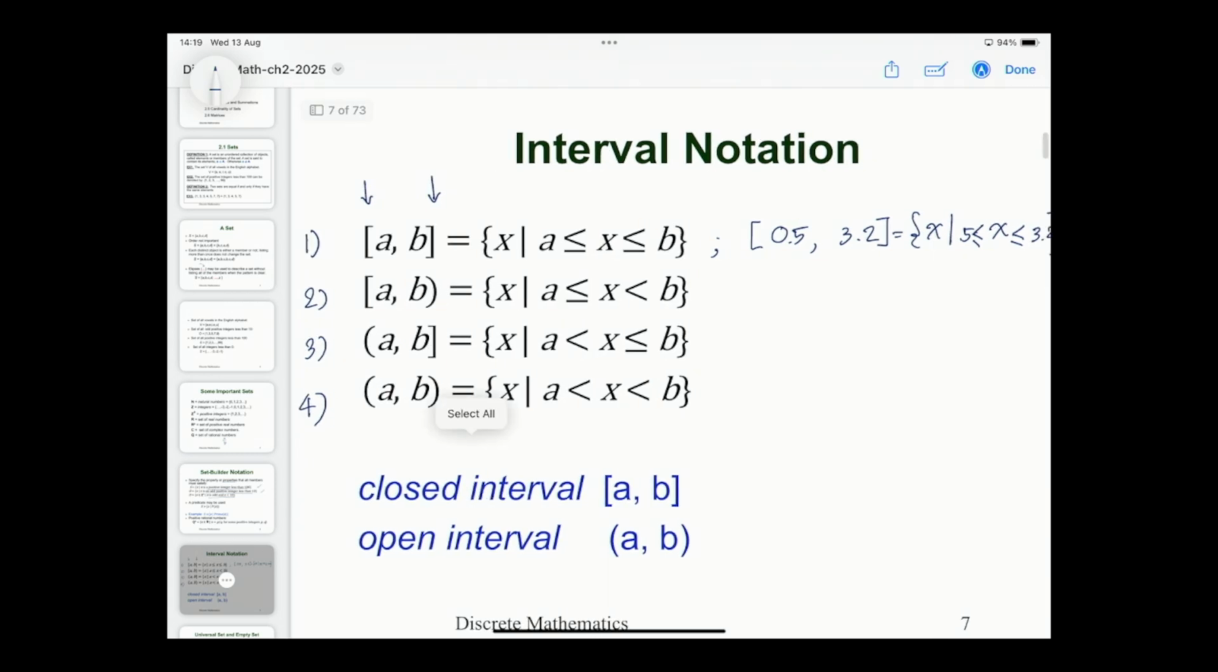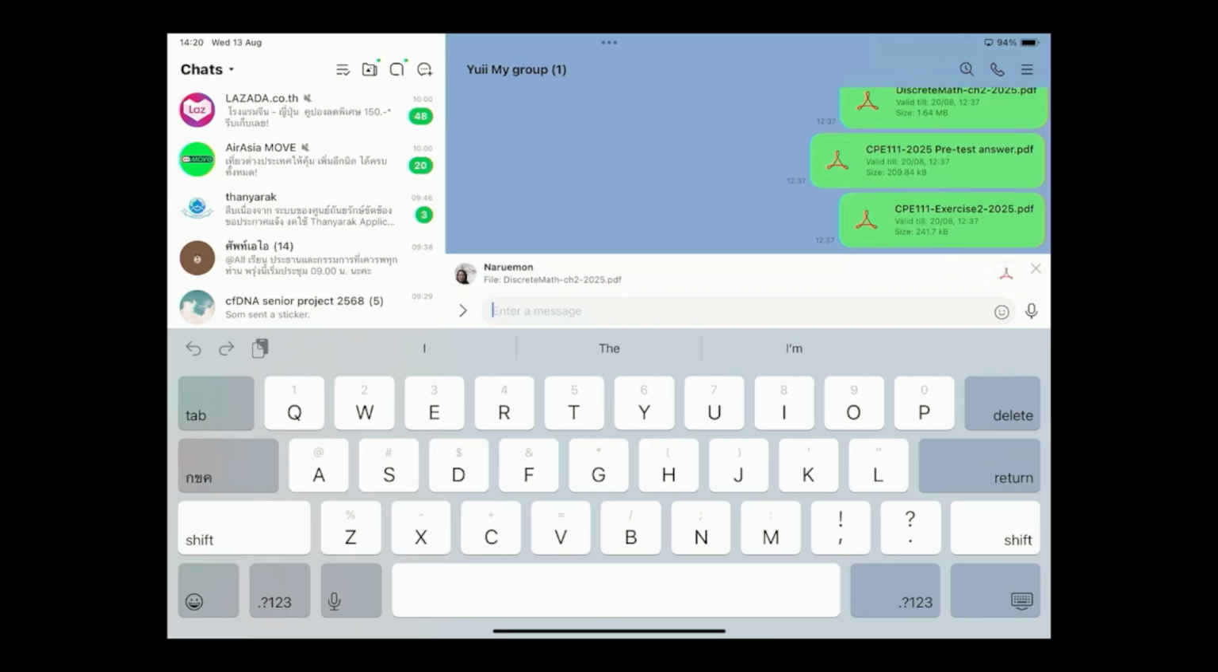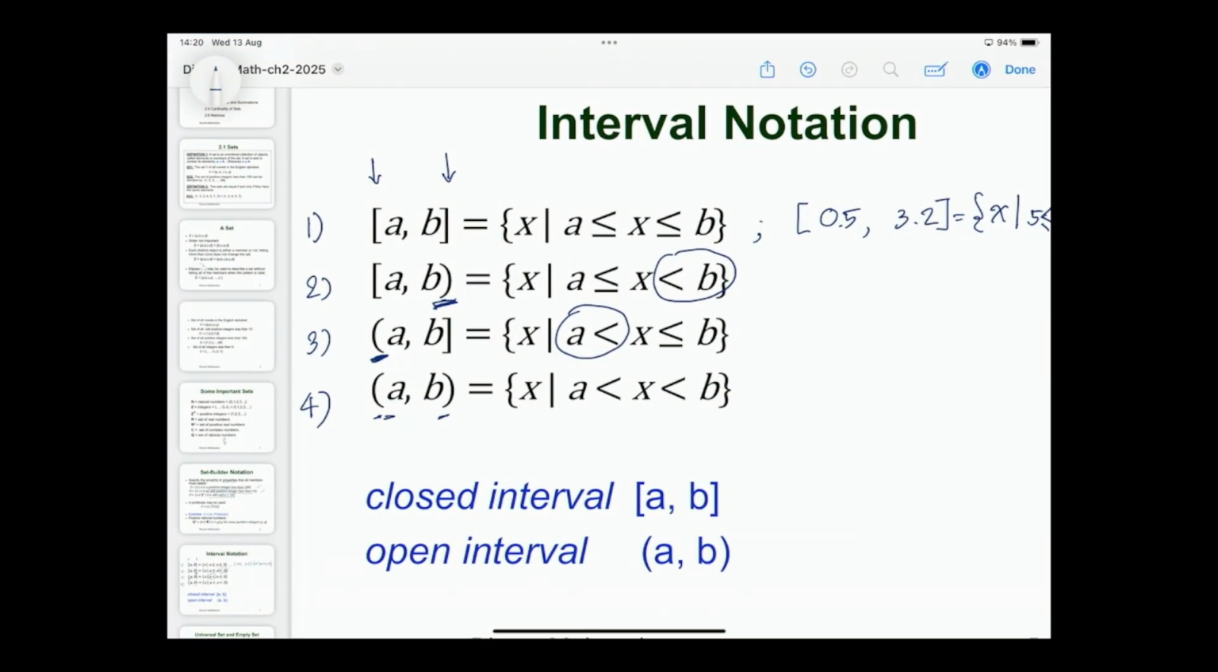But if the notation is different, like in the second case, this one, it means a partially open interval, so the sign here is different. x is less than B. If we have the sign here, that means x is greater than A. If we have an open interval like this, that means x is greater than A and less than B. So we have a closed interval and an open interval, partially closed or partially open, like in the second and the third case.